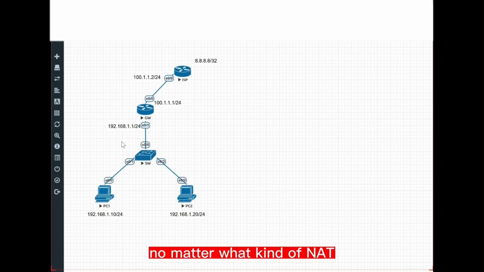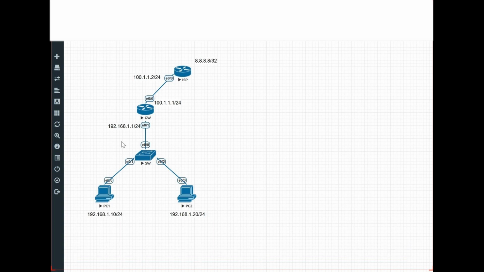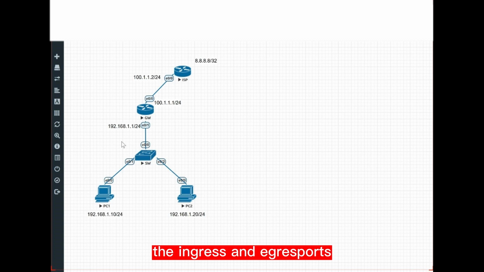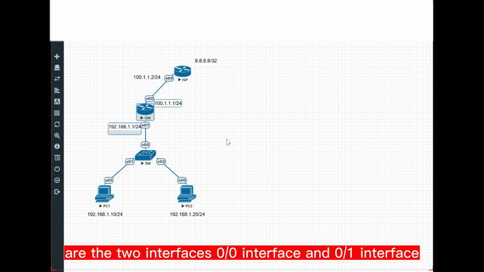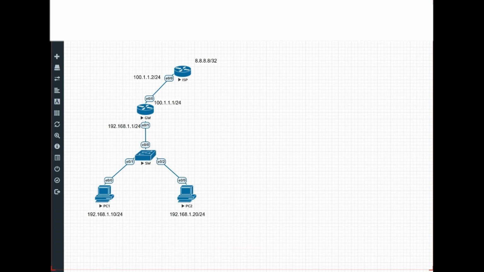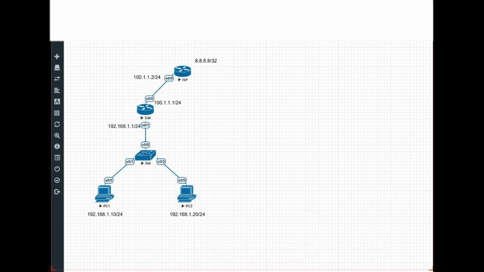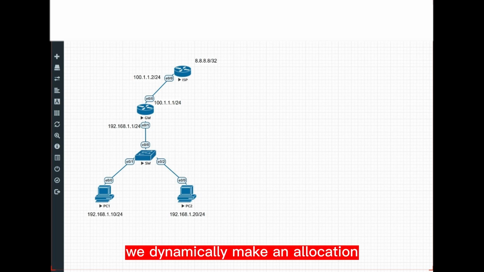No matter what kind of NAT, both the network ingress port and the network egress port need to be configured. The ingress and egress ports are the two interfaces, 0/0 and 0/1. We call dynamic NAT many-to-one, or many-to-many: multiple internal private network addresses to multiple external public network addresses, which we dynamically allocate.